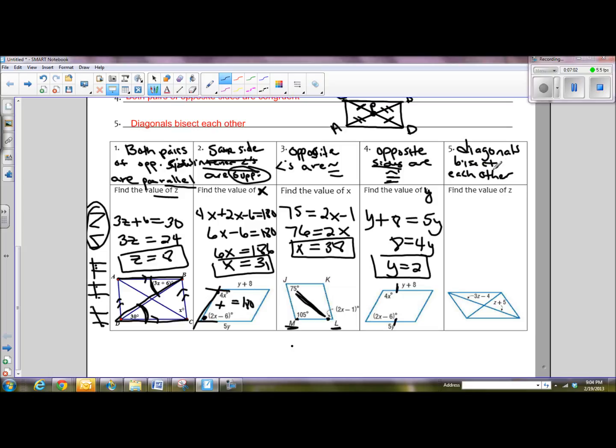The last property of a parallelogram is that the diagonals bisect each other. So that means that this segment is congruent to this segment, and separately, if they'd given us those values, this segment would be congruent to this segment. So because the diagonals bisect each other, because this is the midpoint here, that means that 3z minus 4 is equal to z plus 5. Okay, and when I solve for the value of z, I get 4.5.